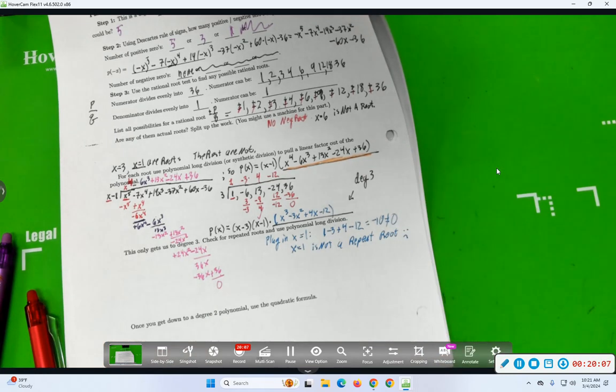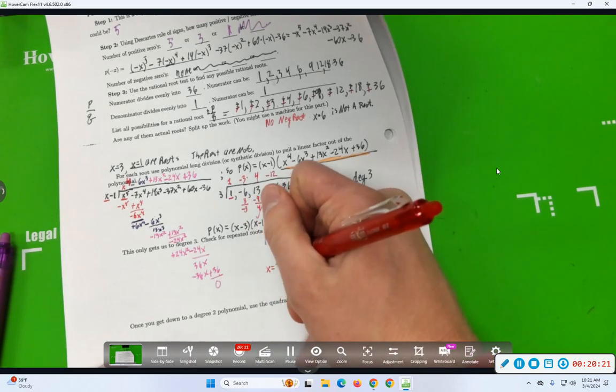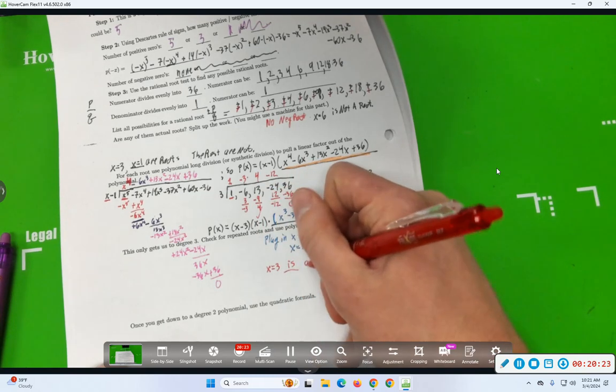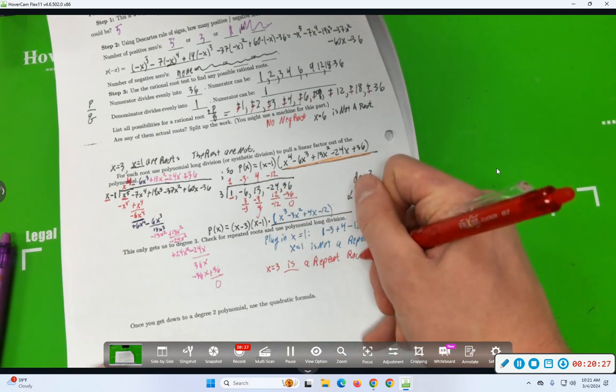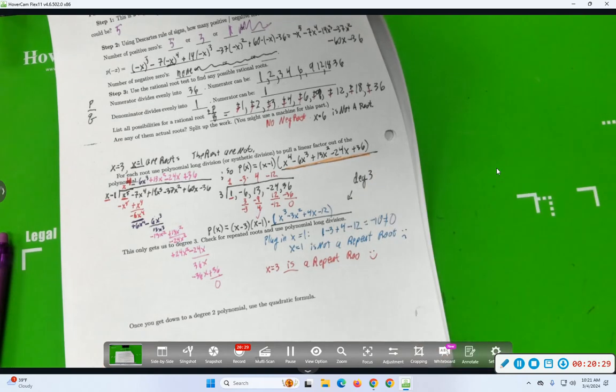Because I want to see a repeat root. If I don't find a repeat root, then I'm stuck. I don't know what to do next. x equals 3 is? Do I hear a second? Awesome. x equals 3 is a repeat root. Happy. All right, so x equals 3 is a repeated root.